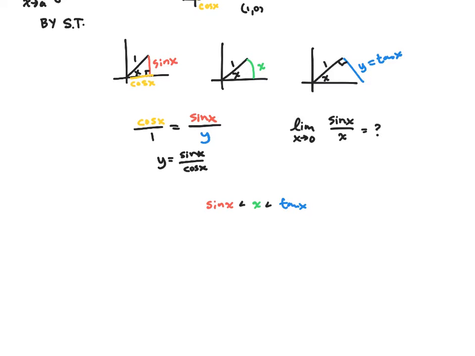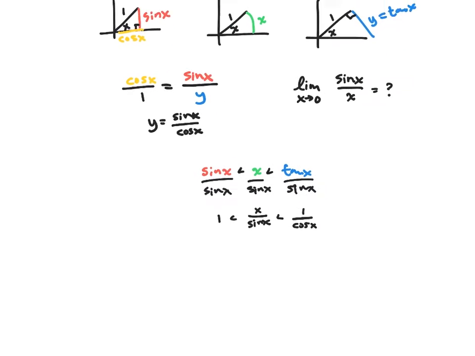All right, so how do I get this in a form that I'd like? Well, the trick here is actually I'm going to divide everything by sine x. Sine x, sine x, sine x. What I end up getting is 1 is less than x over sine x is less than, if you divide tangent by sine, you actually get 1 over cosine. You could write that as secant, but it's not really that helpful. Okay, so I get this.